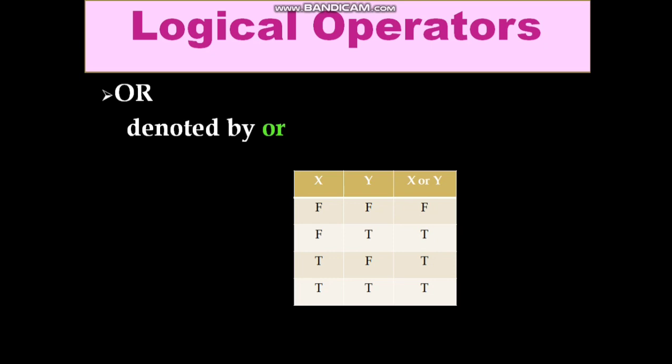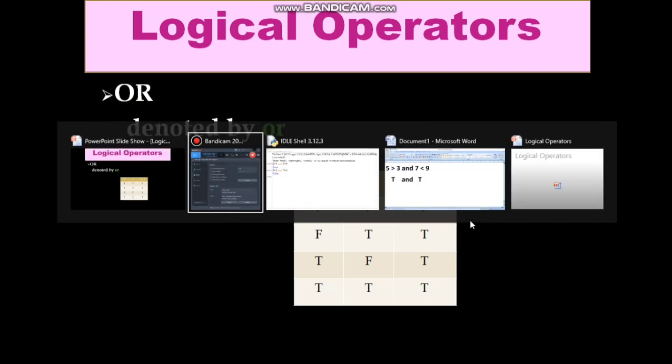When it finds the first expression as true, it immediately returns the result as true. But if all the expressions involved in the original expression evaluate to false, or if all the inputs are false, then your output will also be false. Clear? Now let's go to our IDLE and check this logical operator with some expressions.